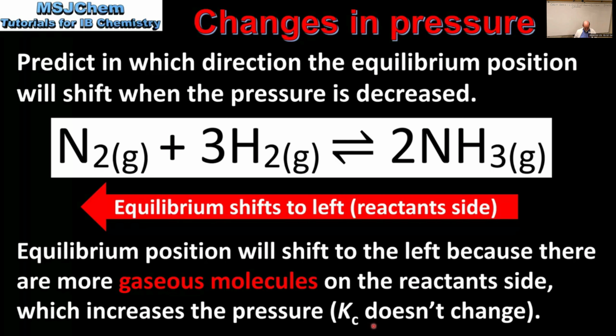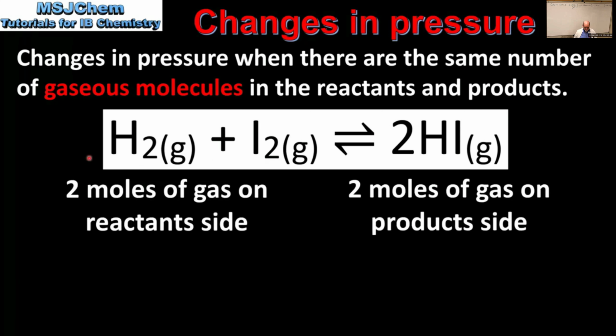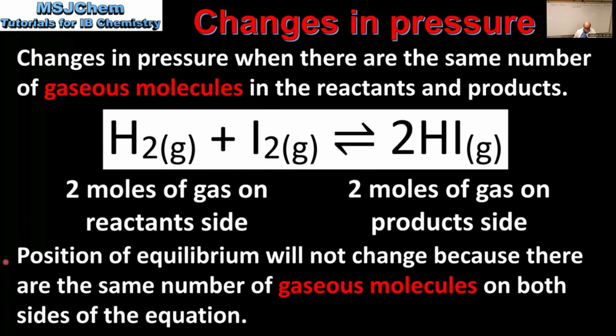In our last example, we look at changes in pressure when there are the same number of gaseous molecules in the reactants and products. So in this reaction, we have 2 moles of gas on the reactant side and 2 moles of gas on the product side. So the position of equilibrium will not change because there are the same number of gaseous molecules on both sides of the equation. So if we have equal numbers of gaseous molecules in the reactants and products, changes in pressure have no effect on the position of equilibrium.